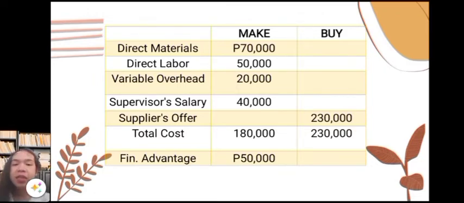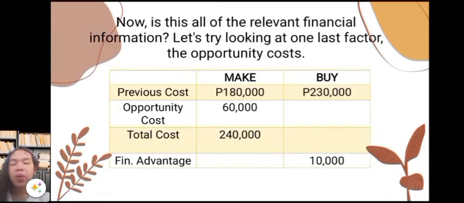Now, is this all of the relevant financial information? Of course not. Let's try looking at one last factor, which is the opportunity cost. We all know that opportunity costs are potential benefit given up when we choose one alternative over another alternative. So sa previous discussion kanina, we're gonna be making our own bandana which would cost us 180,000 compared if we're gonna buy it from outside supplier which would cost us 230,000. Thus, giving us a financial advantage of making our own products of 50,000.